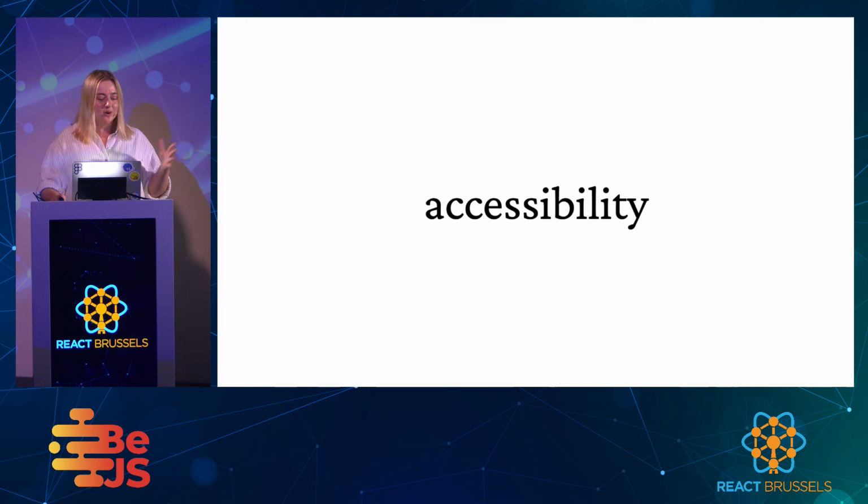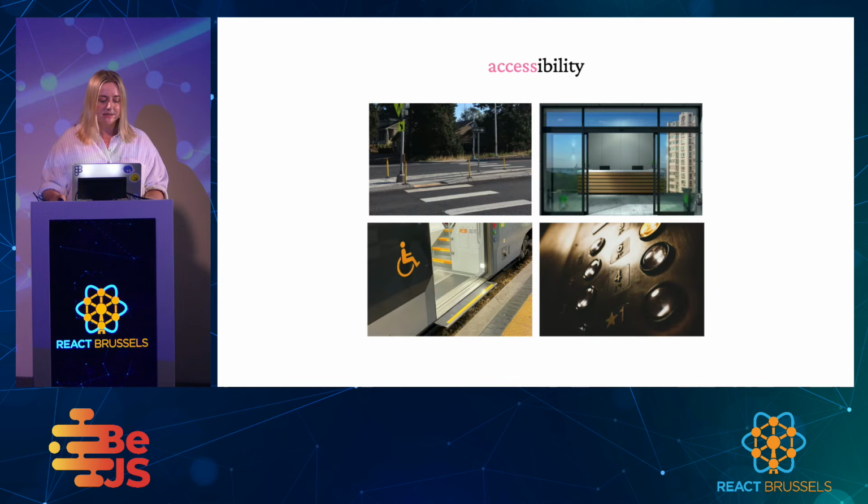So accessibility is all about ensuring equal access for people with disabilities. And you are likely familiar with accessibility features in the public space, such as curb cuts, ramps, elevators, sliding doors. They all help to remove barriers for people with disabilities.